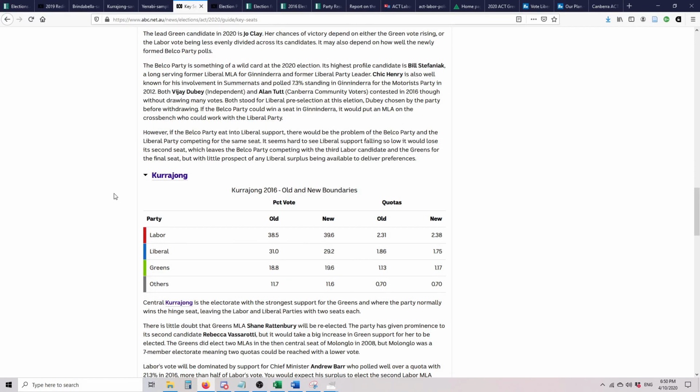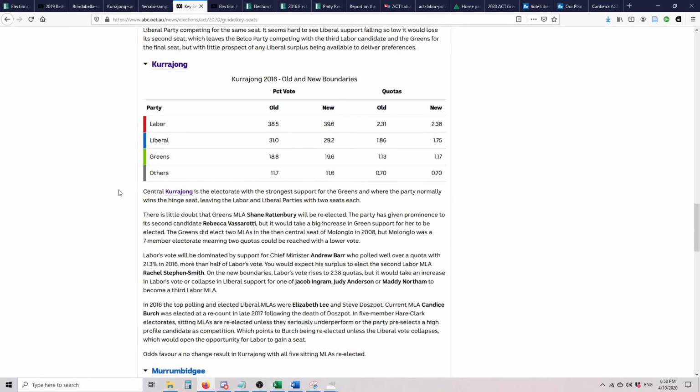Kurrajong. So for Kurrajong, this is the centre electorate. This is the only electorate where the split's violated. So Labor 2, Greens 1 and Liberal 1, with the 5th seat going to one of the other parties. It's likely to be a contest between the Libs and Labor, so pick between those two.